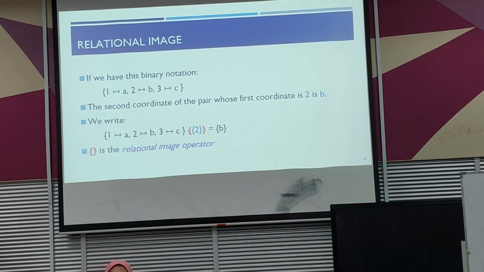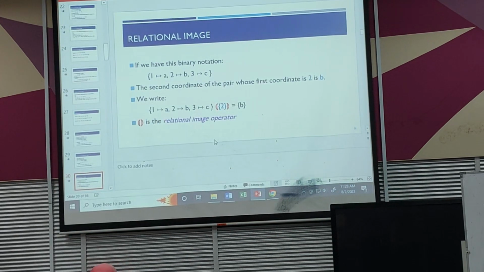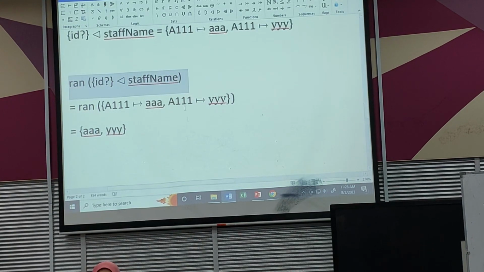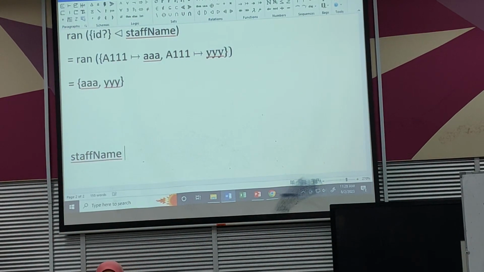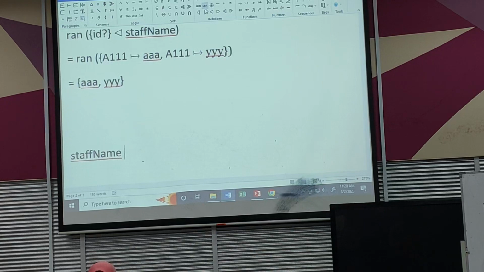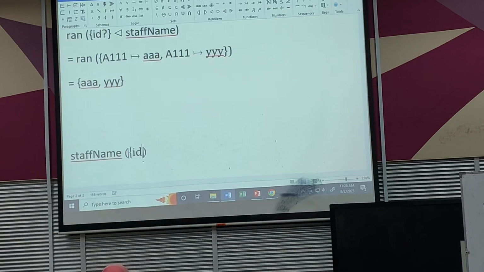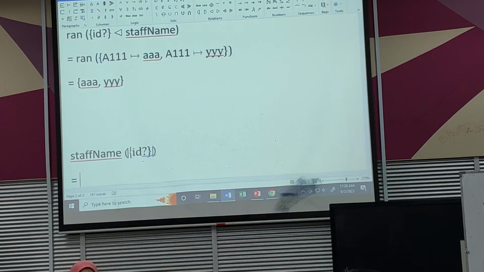Okay, so rather than I go for domain restriction, I can go for relational image. For example, just now, this one. Rather than I go for this, why not I change this to staff name? Then I use the relational image, and inside here I put ID, for example. So it's similar like this. I will get the answer as this one.